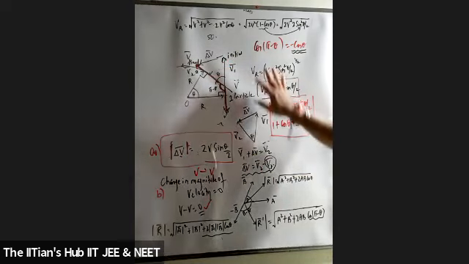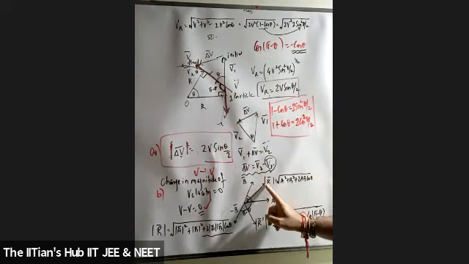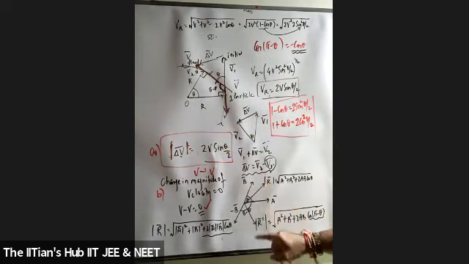But where have we worked all this out? Vectors. Vector A, vector B, resultant. Are you getting it? Vector A and vector B in opposite directions, resultant.